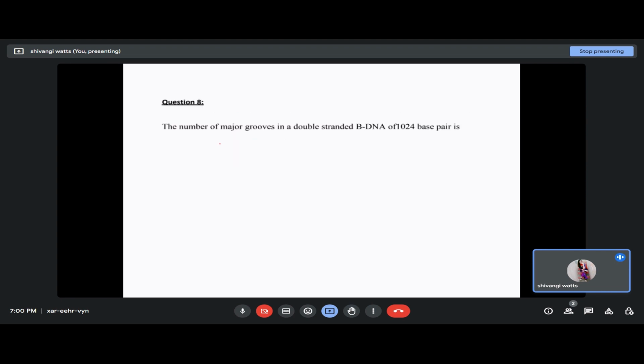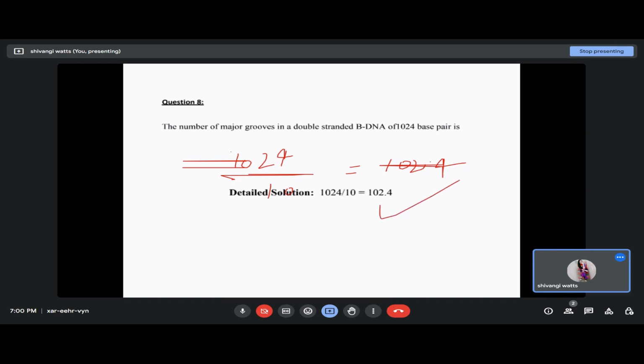So the number of major grooves in a double-stranded DNA of 1024 base pair is, so the number of base pairs present in one major groove is 10 base pairs. So with 1024 base pairs and 10 base pairs per major groove, we can say that 102.4 is the number of major grooves. So this is the right answer.